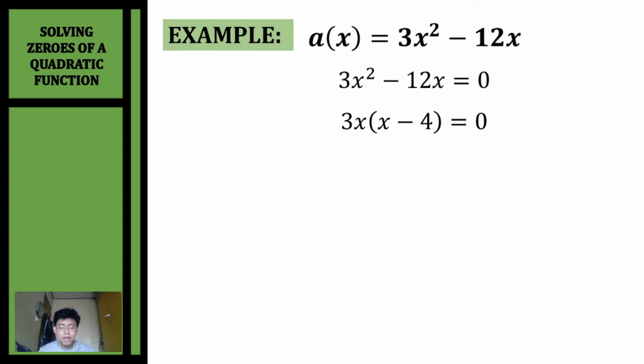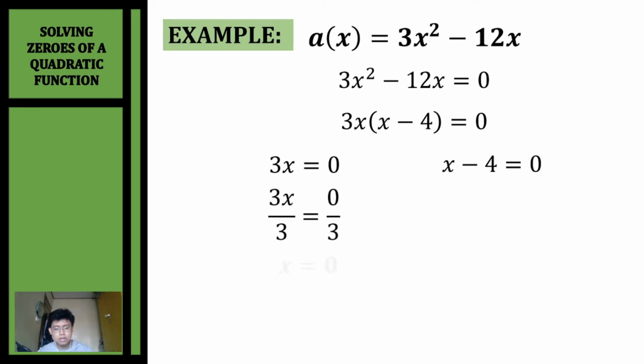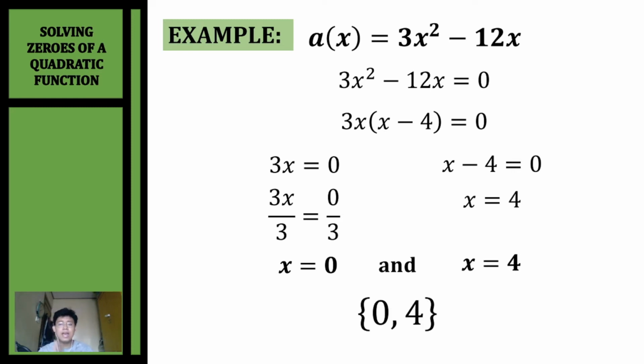Then after factoring, we can now equate each factor by 0. So we have 3x is equal to 0 and x minus 4 is equal to 0. Then let's solve for the value of x for each equation. For the one on the left, we divide both sides by 3. Therefore, x is equal to 0. Now let's proceed to the equation on the right. We transfer negative 4 to the other side of the equation. We will have x is equal to 4. Now the zeros of our quadratic function will be 0 and 4.